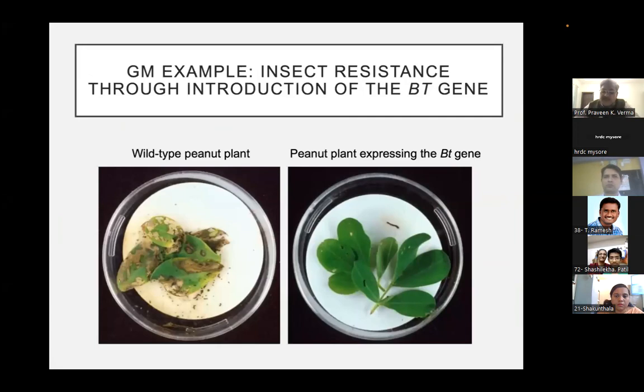People have already done several examples of this type. When we talk about GM crops, Bt always comes to our minds. Bt is basically isolated from a Bacillus species, and people found that it is toxic to a particular type of insect larva, Lepidopteran larva, and it actually kills them. When they transformed it, they got the insect-resistant plant.